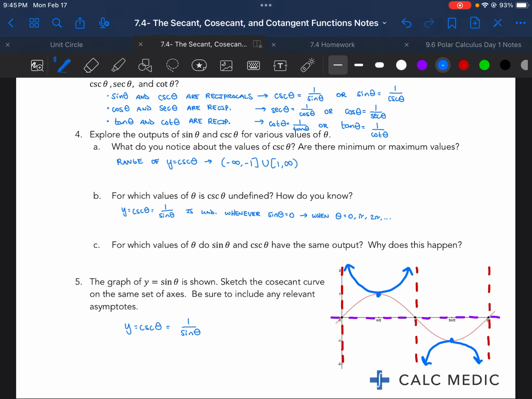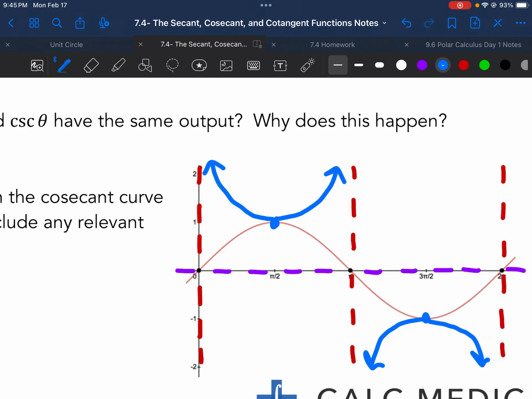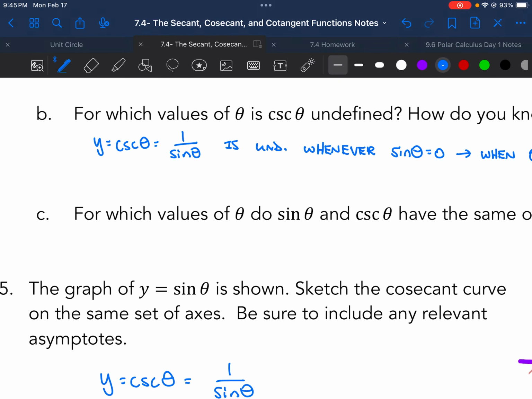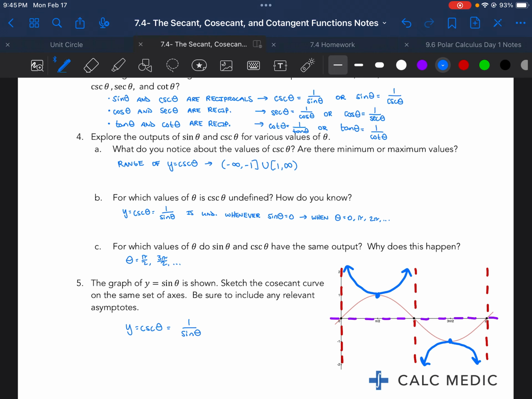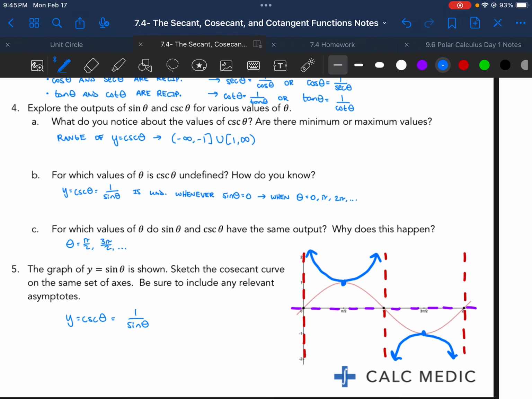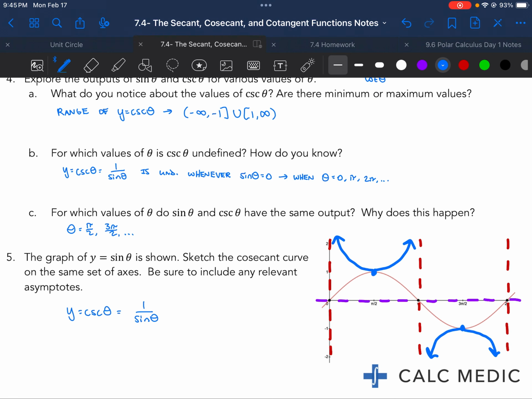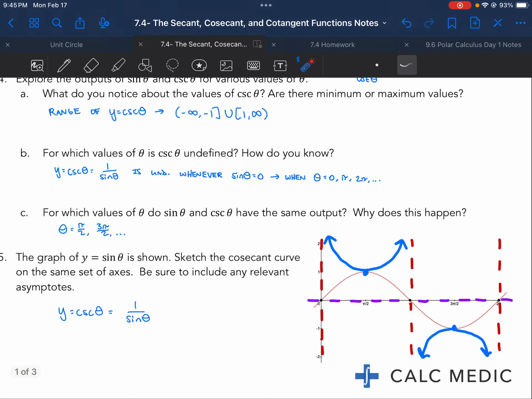For what values of theta do sine of theta and cosecant of theta have the same output? That's where the two graphs are meeting. That's right here and right here. So that's at pi over 2, 3 pi over 2, and all the other odd pi over 2s. So that's the relationship between cosecant of theta and sine of theta. They're reciprocals. Here's how you can graph cosecant of theta if you have a sine graph. Hopefully all that made sense.